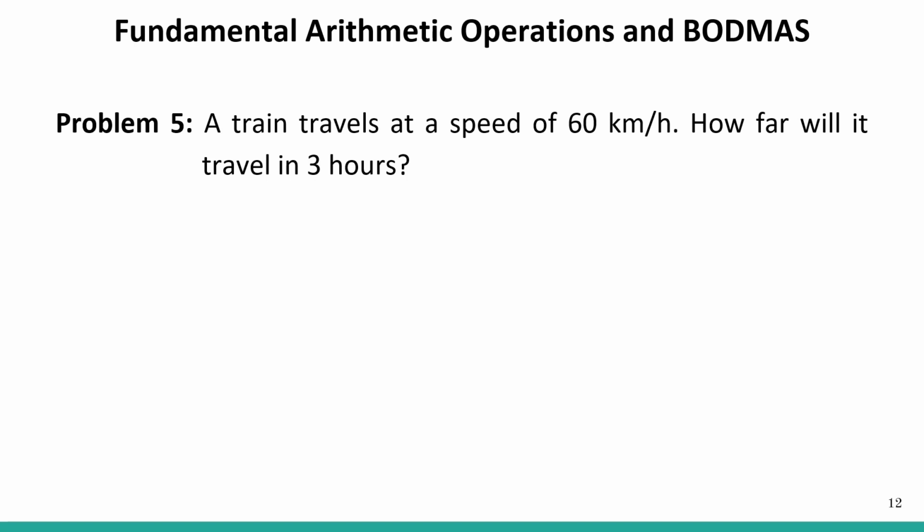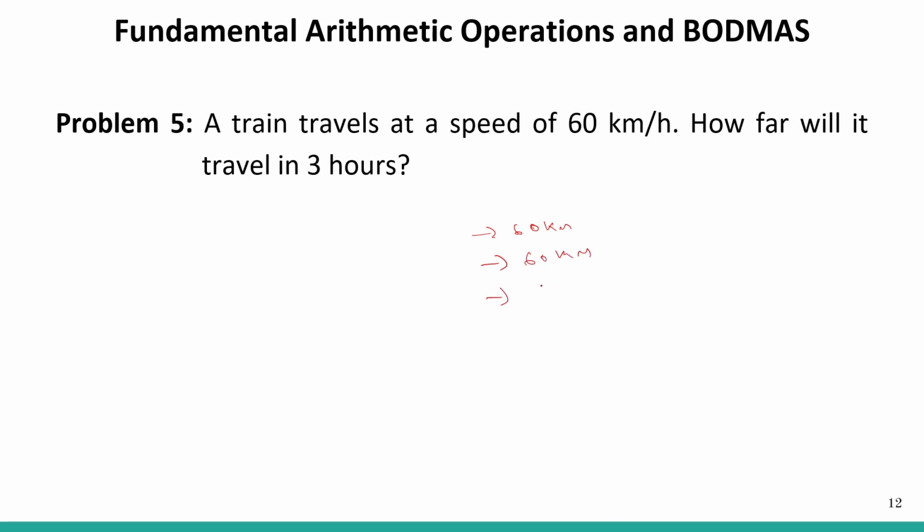Problem number 5 asks us: if a train travels at a speed of 60 km per hour, how far will it travel in 3 hours? In the first hour, it will travel 60 kilometers. In the second hour, it will travel another 60 kilometers.